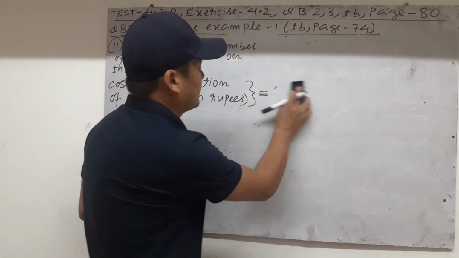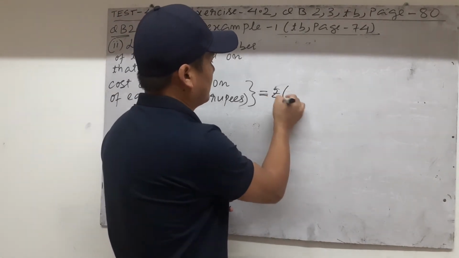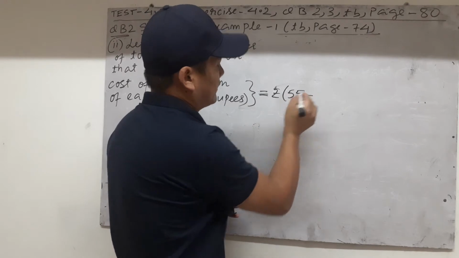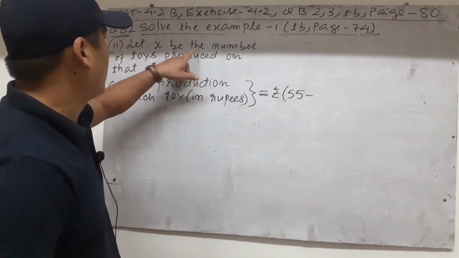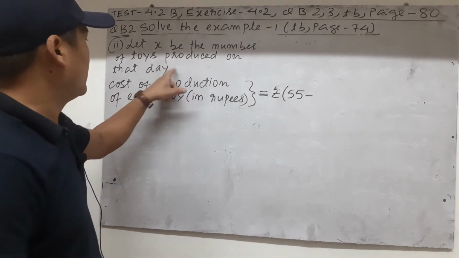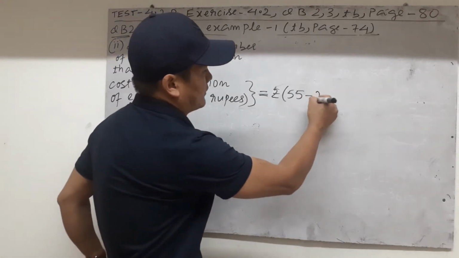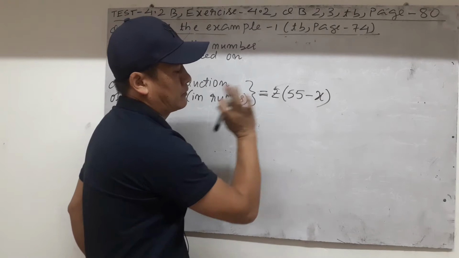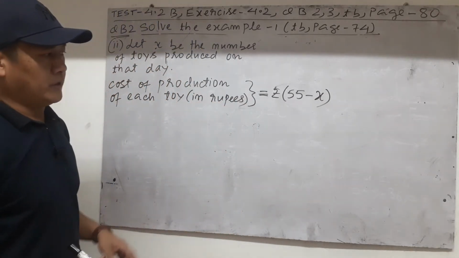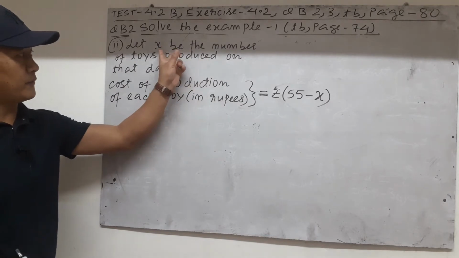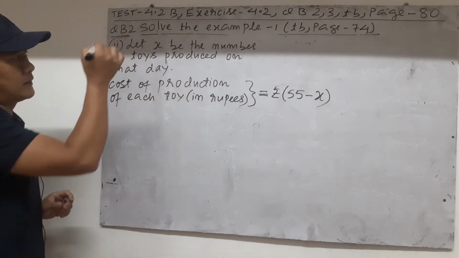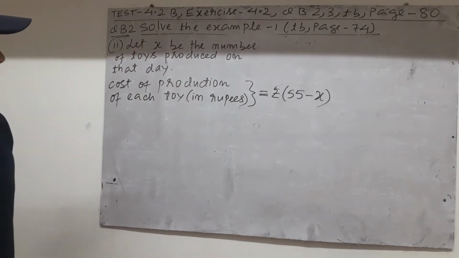It's in rupees, so let me write rupees first. Rupees 55 minus the number of toys produced in the day. Number of toys produced on that day is X, so 55 minus X, that's what the question is saying. This is the cost of production of one toy: 55 minus the number of toys produced that day. So 55 minus X, because X is the number of toys produced on that day.